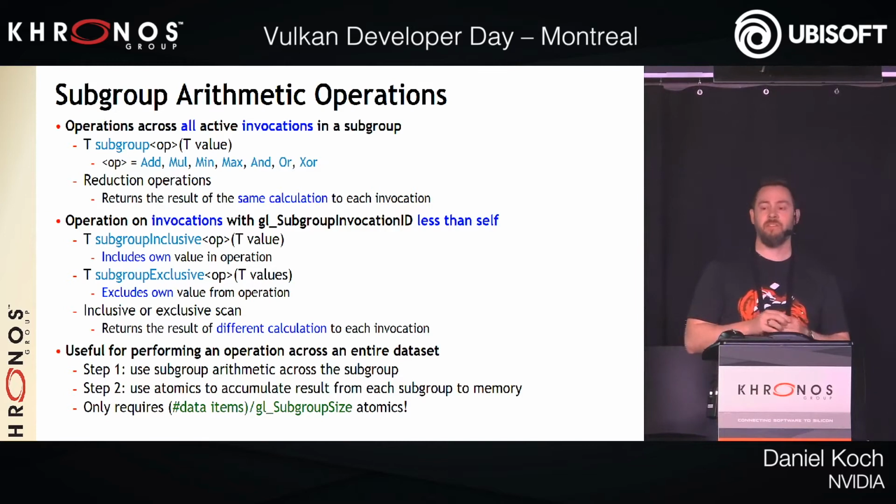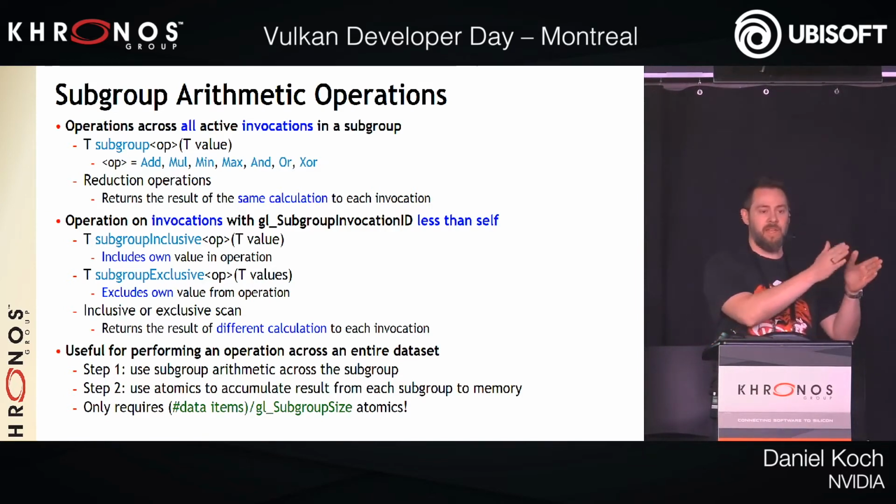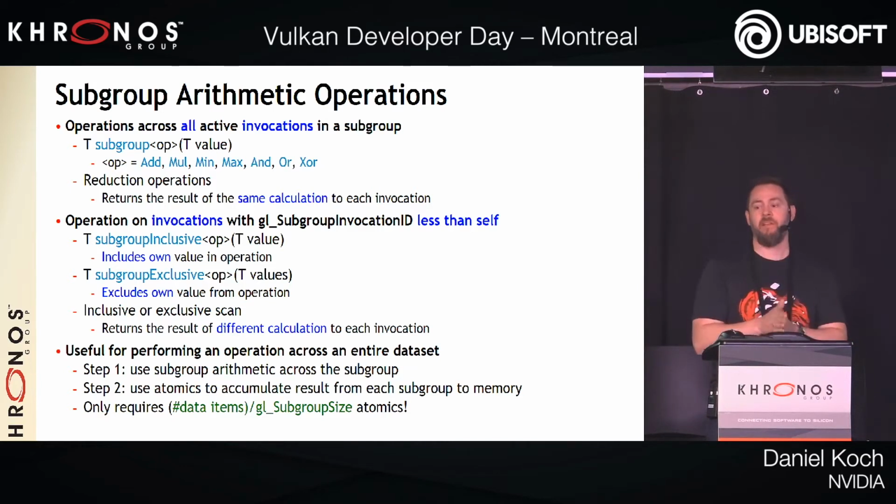So if you do an inclusive scan, it means I'm going to add all the values in the lower threads, including my own, and store that in my thread. And if you use exclusive, it's just the ones strictly lower. So these are usually useful if you want to do an operation across an entire data set.